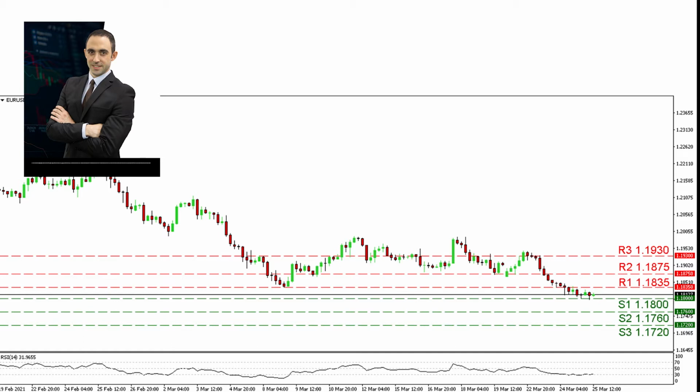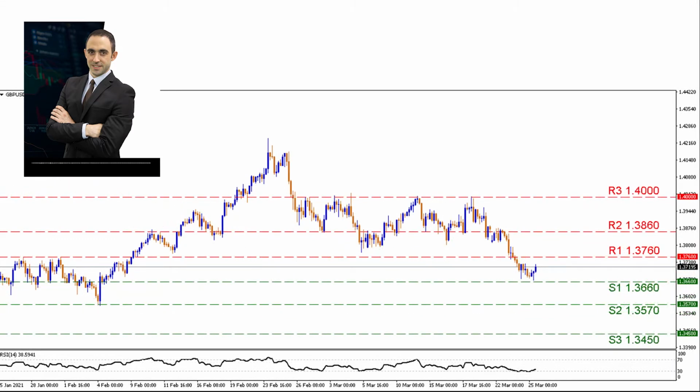The RSI indicator below our chart is currently running across the 30 line, giving more weight to the bears. Fundamentally, some analysts believe the Eurozone's delay over the vaccine rollout, the rise in new virus cases and the tightening of restrictions is adding to the sell-off of the euro.